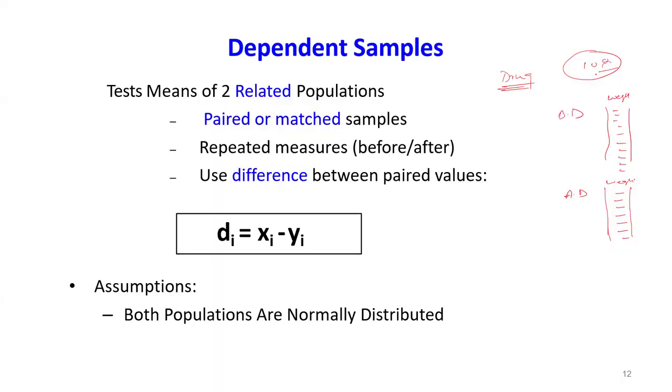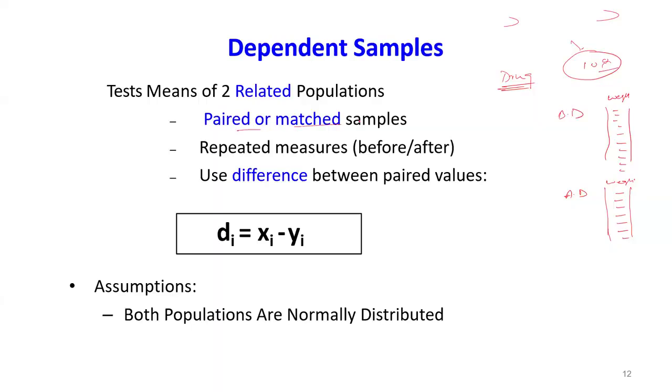So this is known as a dependent sample. Here we do not have two different samples. Here we have only one sample, on which we are doing the experiment, and we are generating two samples: one sample before the experiment, another sample after the experiment. So these are known as paired or matched samples.